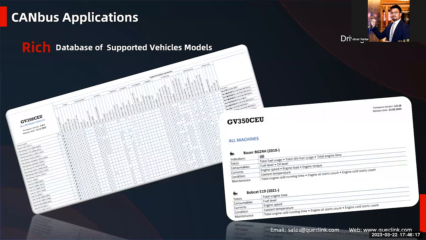There is one more question. How do you support a vehicle model that is not in the supported list, or doesn't give any data when we are testing on field? So how do you support? So it's like in terms of CANbus support.